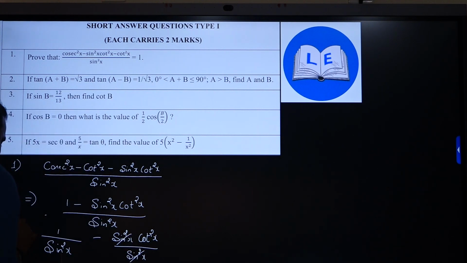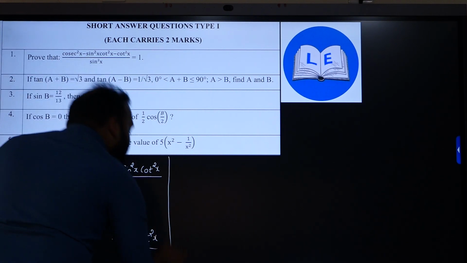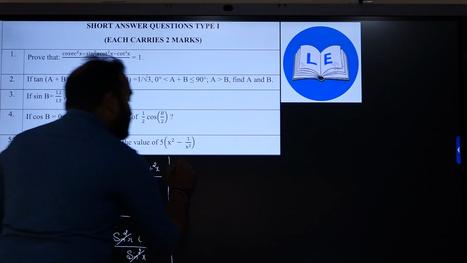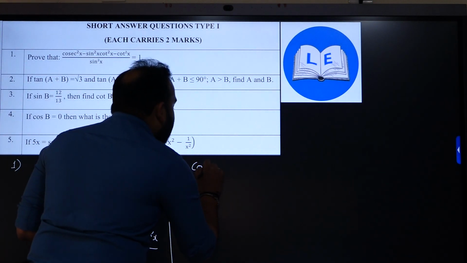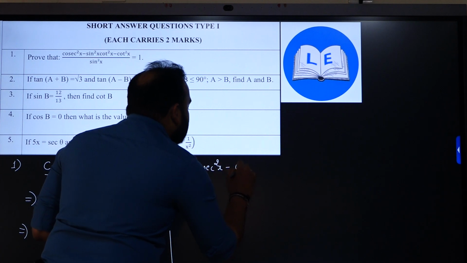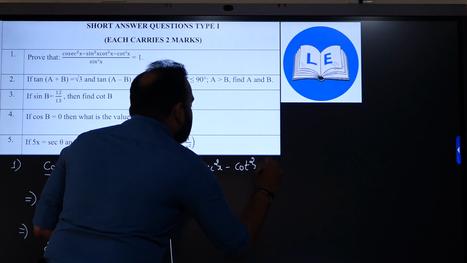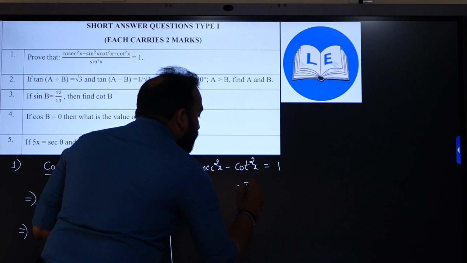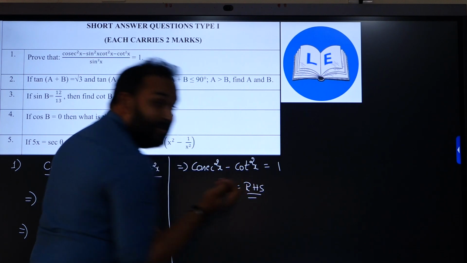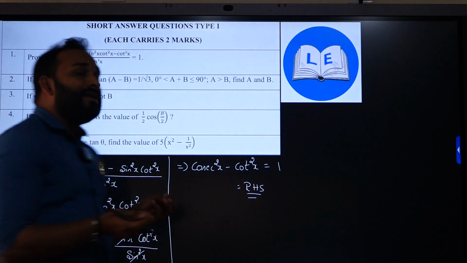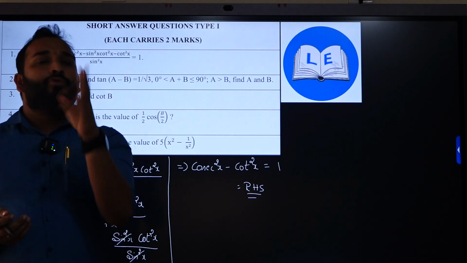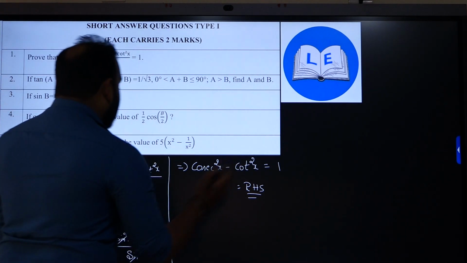Sin square x gets cancelled, and my children know what 1 by sin square x is. That is cosecant square x, right? Cosecant square x minus cot square x is equal to 1, which is your RHS. Simple, easy. Yes. So if you get this in your board exam, you should be able to solve it within 2.5 minutes. You have 2 marks.